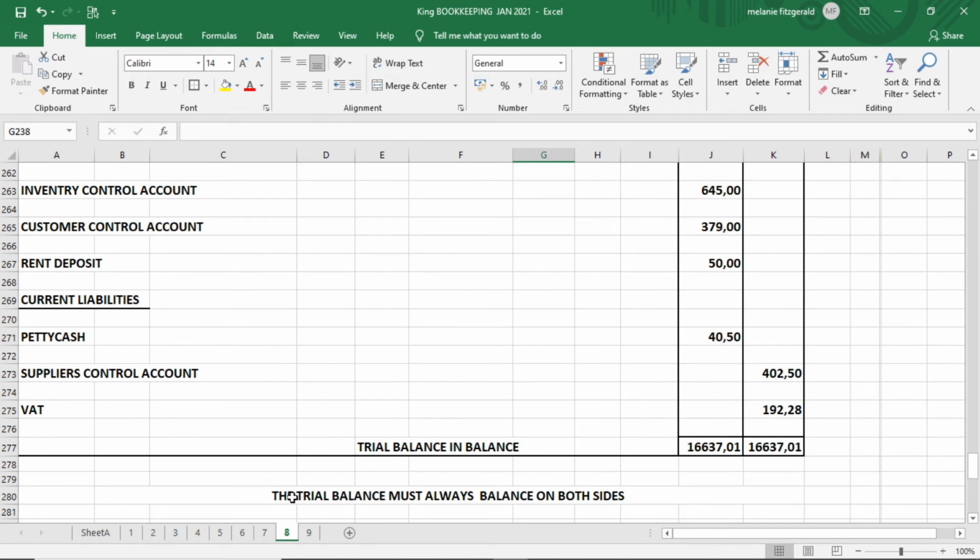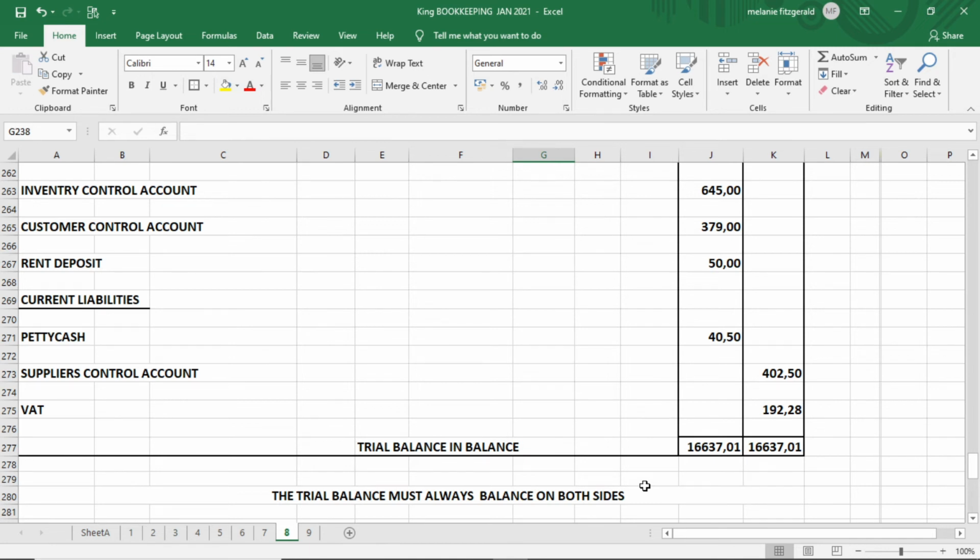Okay, so this is the trial balance in balance. What that means is the trial balance must always balance. So when you add up all the debit amounts and then you add up all the credit amounts, these two figures must be equal. If they're not, there's a problem. You need to go find them, and I'm going to wish you good luck for that, because some people spend years trying to find those figures.